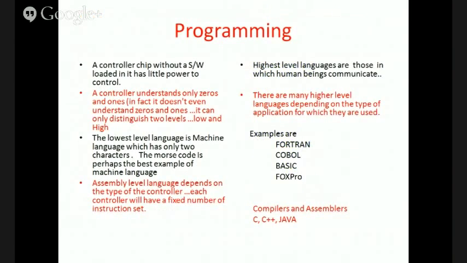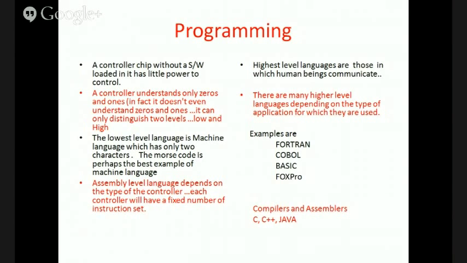A little bit of programming of microprocessors, because you have this world in front. A controller chip without software loaded in it has little power to control, because if you just have the hardware, it will not do any good. So you have to have the backup software. A controller understands only zeros and ones. It can only distinguish two levels, high and low. The lowest level language is machine language, which has only two characters. The Morse code is perhaps the best example of machine language.